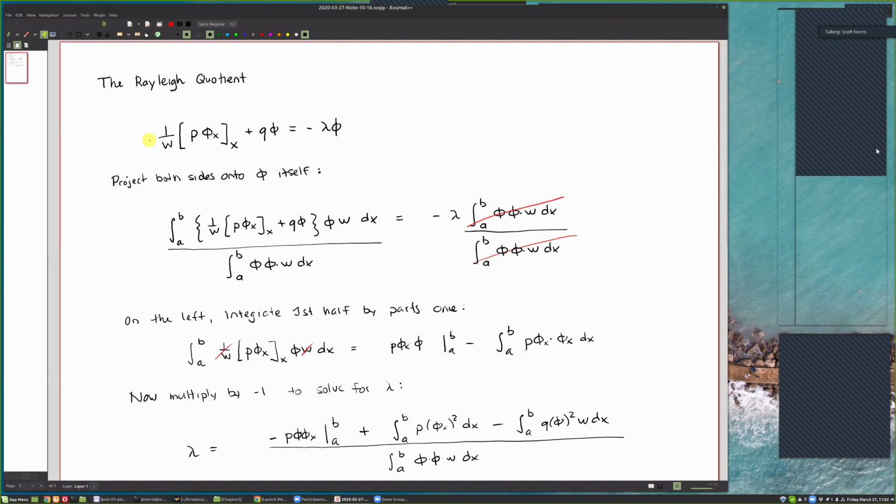Here is the Sturm-Liouville eigenvalue problem, right? So this is L u written in Sturm-Liouville form right here. The operator in Sturm-Liouville form: 1 over W times the derivative of P times phi x, plus Q times phi, equals negative lambda phi. Sorry, that should be L phi.